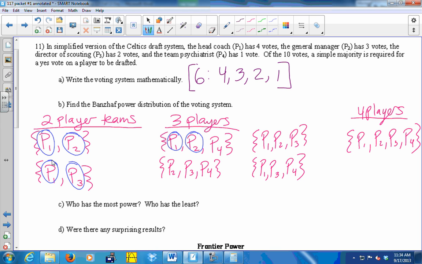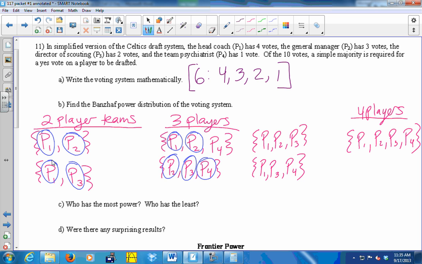So for 2, 3, and 4, that's the 3, the 2, and the 1, which is exactly 6 votes, right? So if anybody leaves, the remaining 2 don't have enough. So everyone's critical in this one. We need everyone to get to the 6.